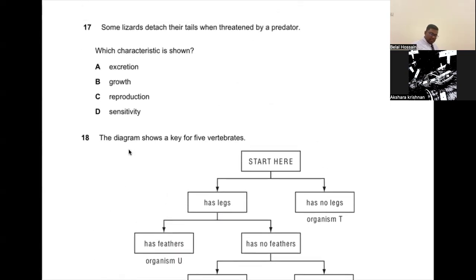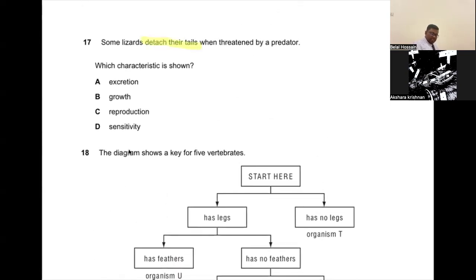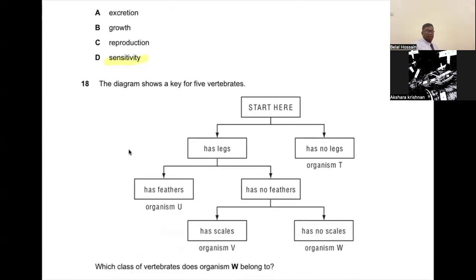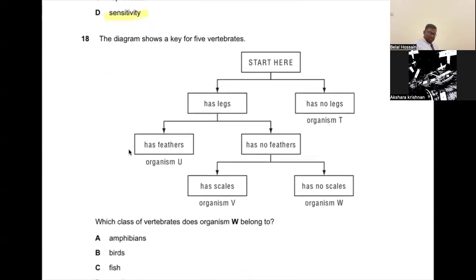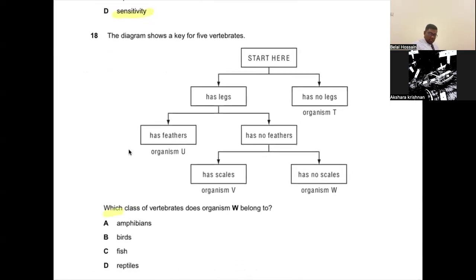Now let's, like some lizard detach their tails when threatened. What is it? Sensitivity. Okay. The diagram shows a key for five vertebrates. Which class of vertebrates does W belong to? Please tell me how you have worked it out.